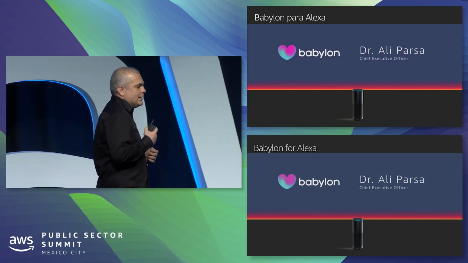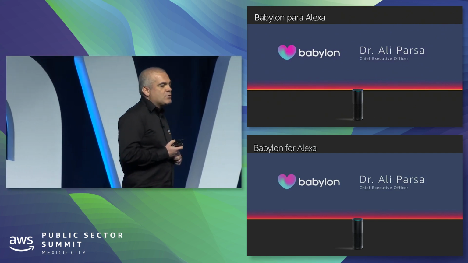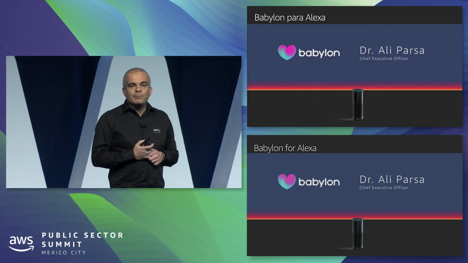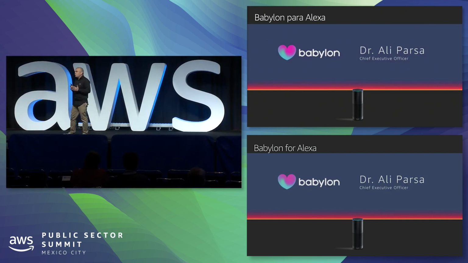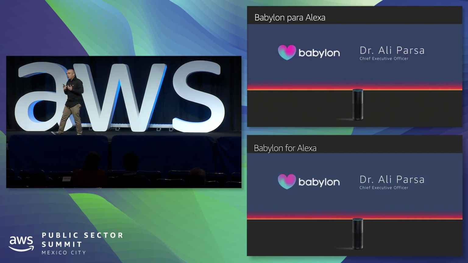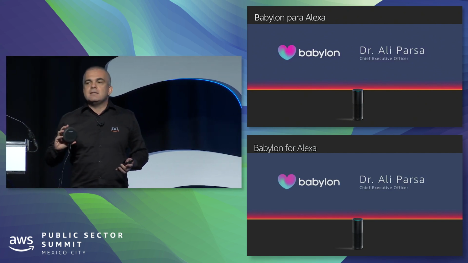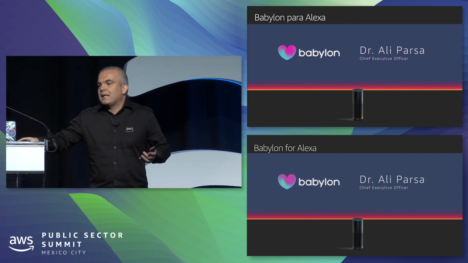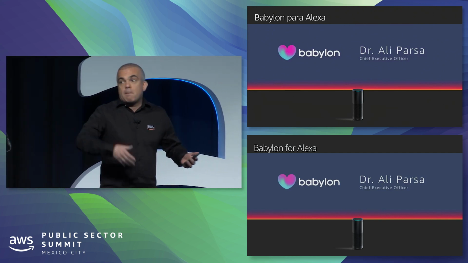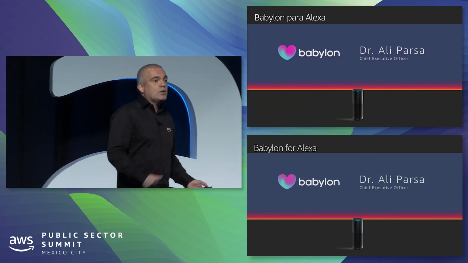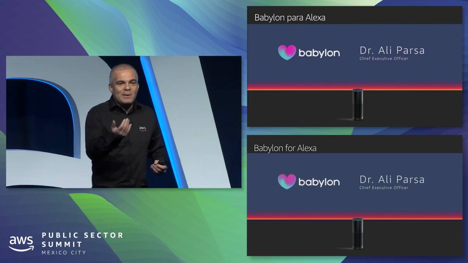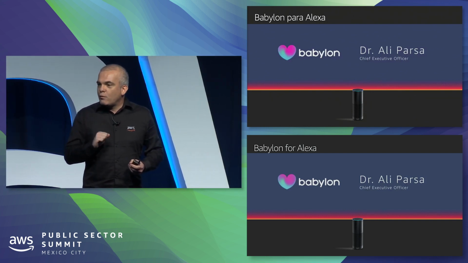Dr. Ali Parsa is a chief executive officer from Babylon, and what he did was create a different way that patients can talk and interact with doctors. Instead of going to some hospital, they just talk with a device like this one, the Alexa device, our voice assistant that helps with several functions like playing music, seeing your agenda, calling a friend, or talking with the doctor.